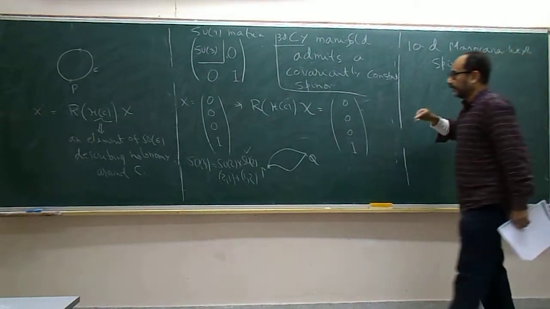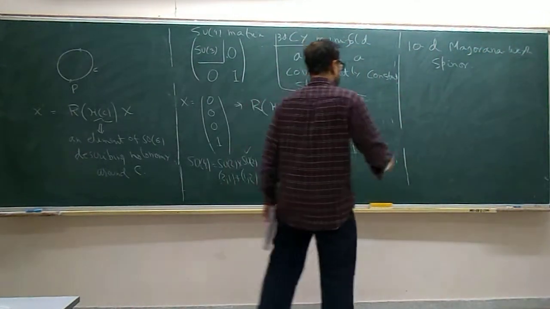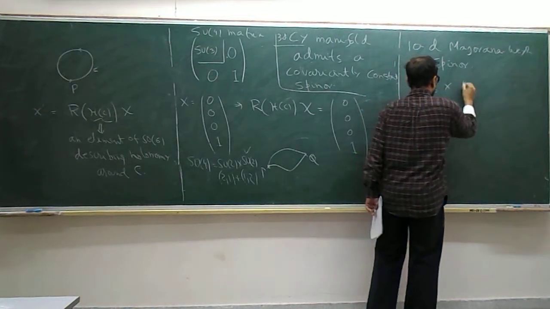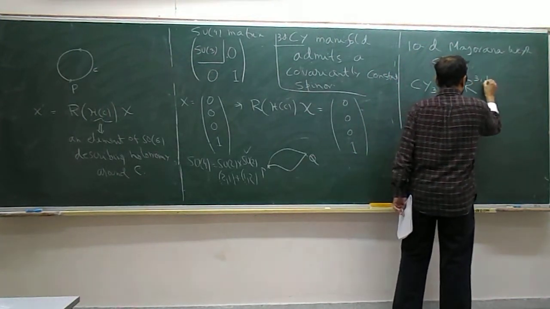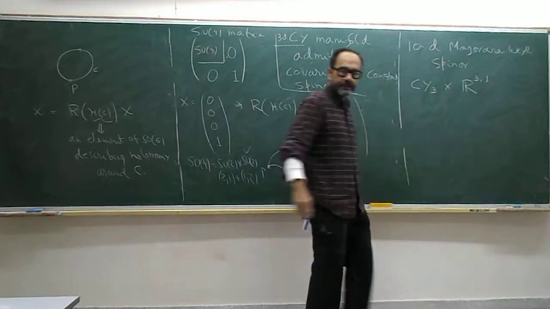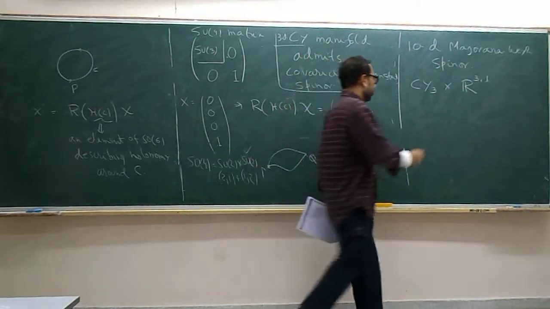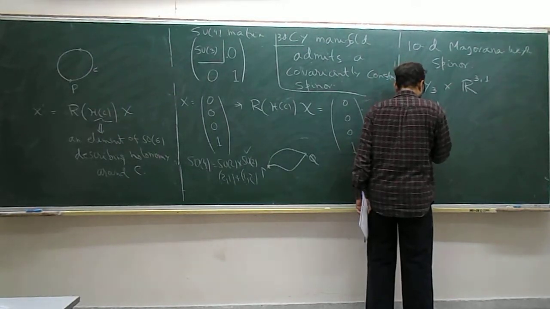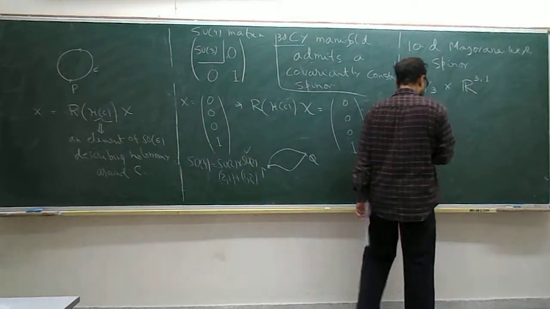Now, the manifold that you are taking is a Calabi-Yau 3-fold times R^{3,1}, the 3 plus 1 dimensional Minkowski space. The tangent space group here is SO6, which of course becomes part of SU3. The actual holonomy group becomes SU3.